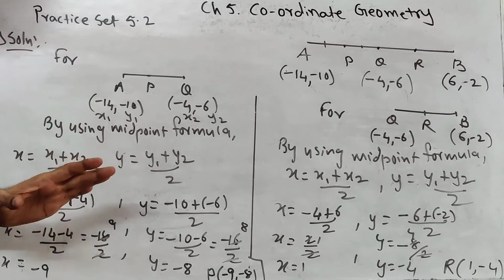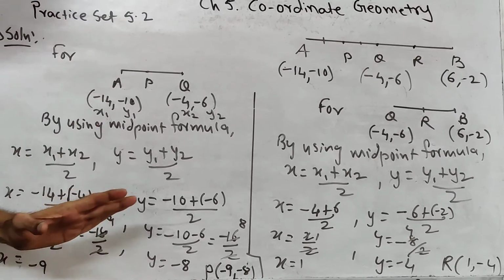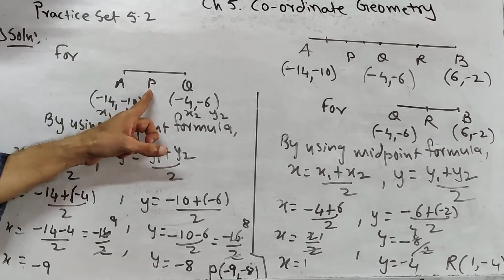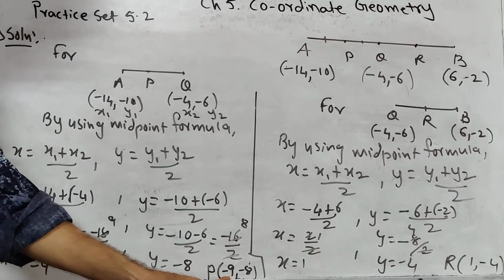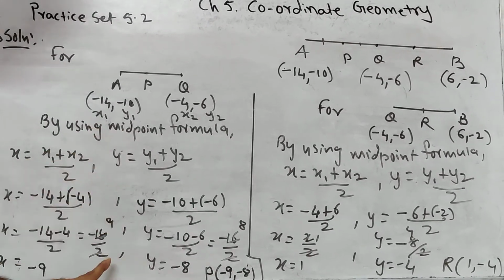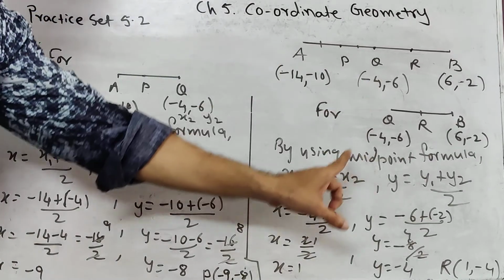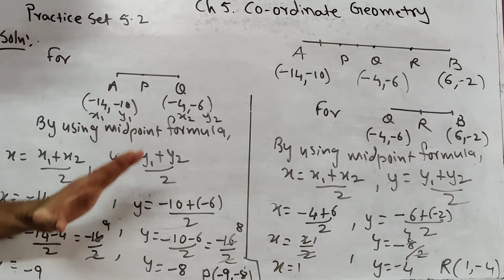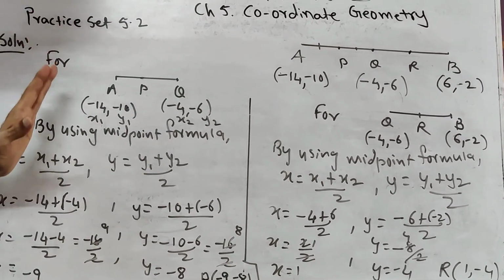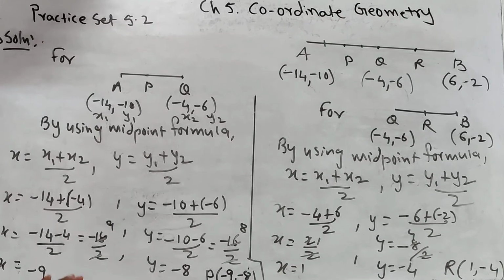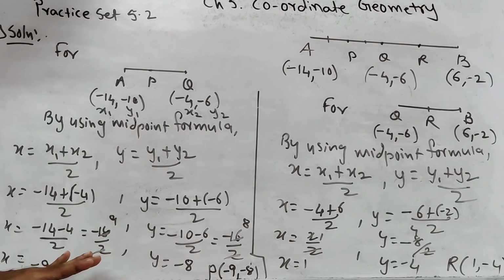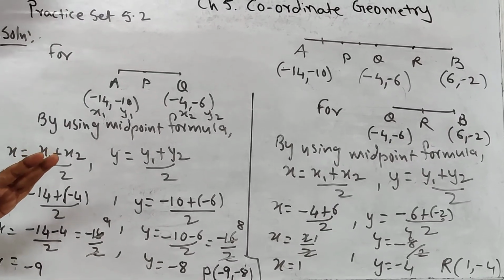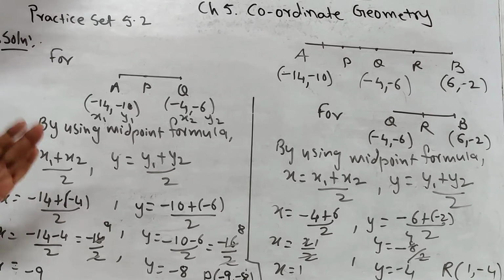My dear students, I hope you might have solved this further. Please check your answer. This is the second part to find the P coordinate. P you got (-9, -8) with the help of this midpoint formula, and the R coordinate we got (1, -4). I hope you might have solved the second and third parts also. Please check your answer. I will give the time for checking. Here we have completed the exercise 5.2. Practice set 5.2 is completed.